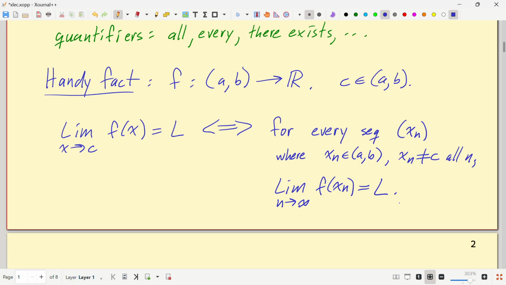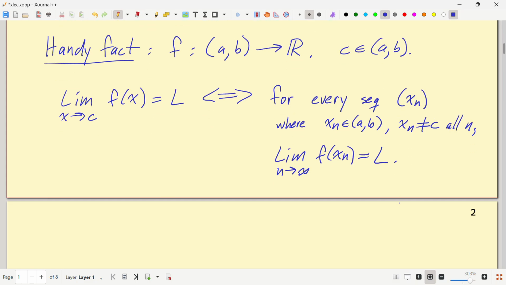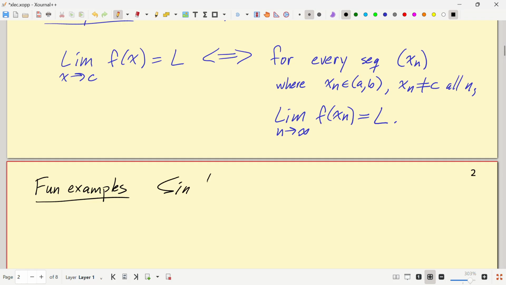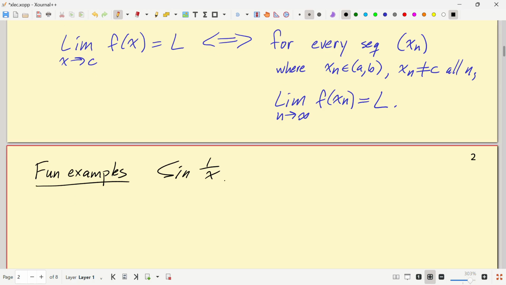Okay, so if you want to show that something doesn't have a limit, you just have to find a sequence where it gets weird. And a fun example of that, this function leads to a bunch of fun examples, namely sine 1 over x. You know the graph of the sine function. It starts out at 0, and then it repeats at 2 pi, etc.